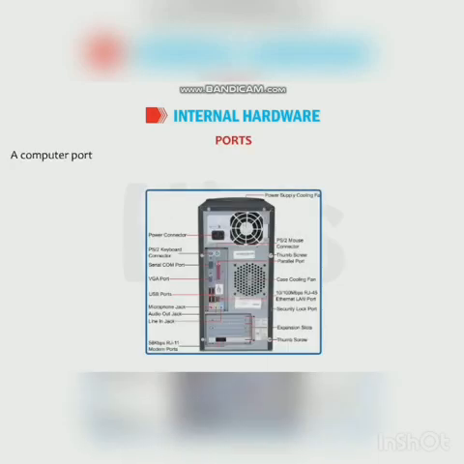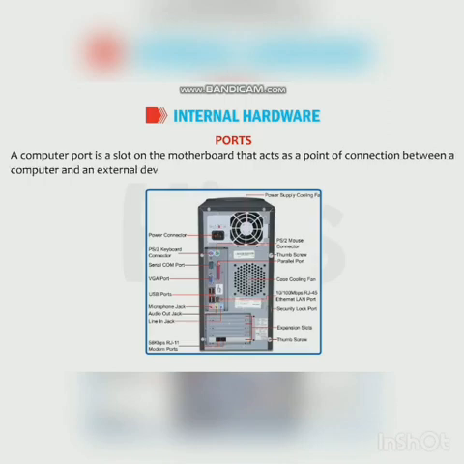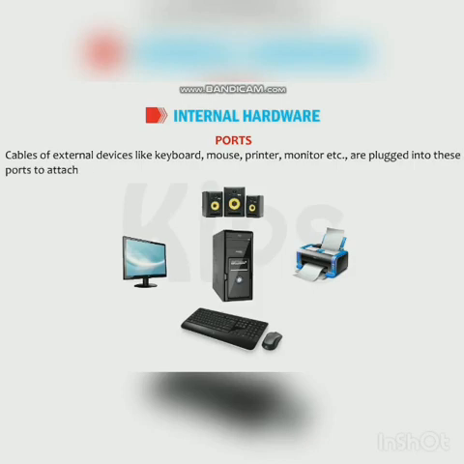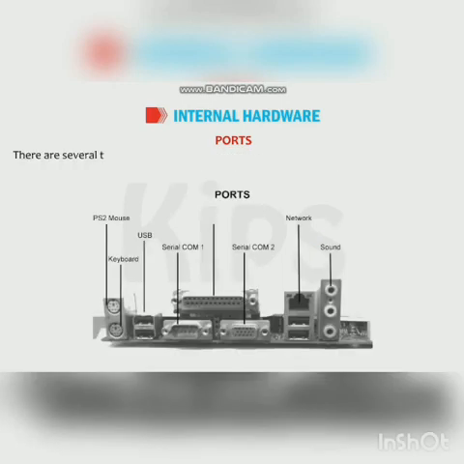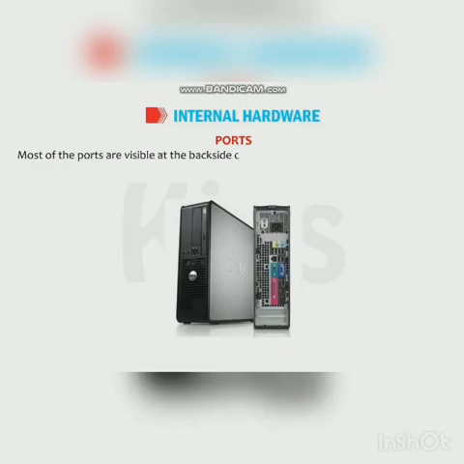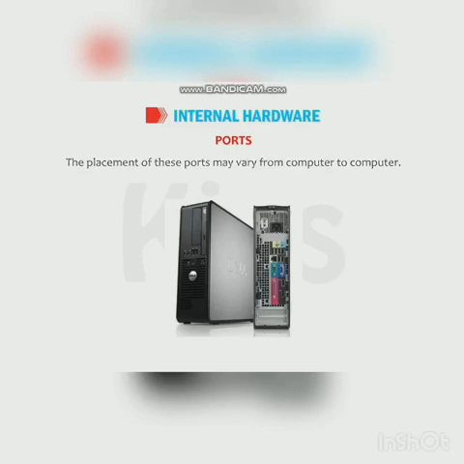Ports. A computer port is a slot on the motherboard that acts as a point of connection between a computer and an external device. Cables of external devices like keyboard, mouse, printer, monitor, etc. are plugged into these ports to attach them to a computer. There are several types of ports which are used to connect various external devices to the computer. Most of the ports are visible at the back side of the CPU cabinet, while a few are placed in front. The placement of these ports may vary from computer to computer. Some of these ports are color-coded that identify a specific device to be plugged in them.